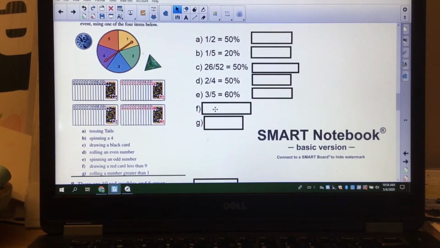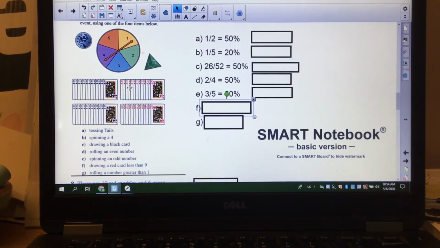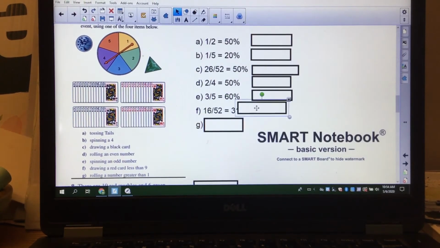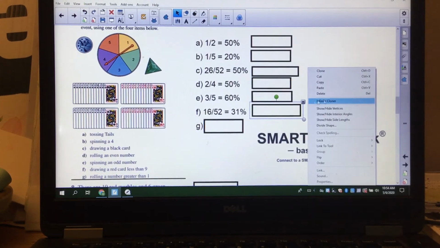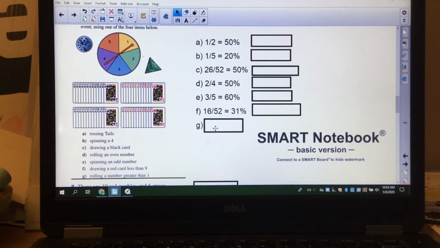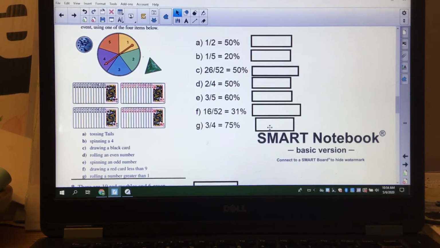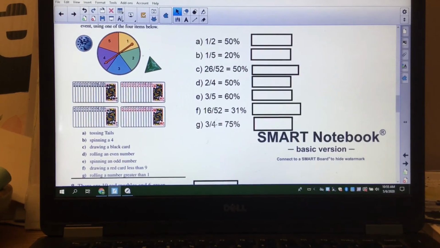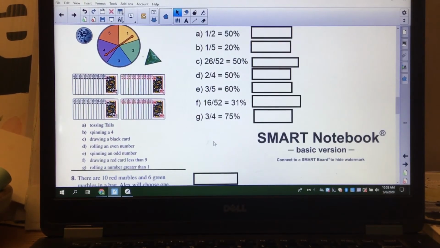F, drawing a red card less than 9. So I've got ace through 8 of diamonds. I've got ace through 8 of hearts. I've got 16 out of 52, which is 31%. And G, rolling a number greater than 1. Well, again, it's a 4-sided die, so bigger than 1, I've got 2, 3, and 4, so 75%.